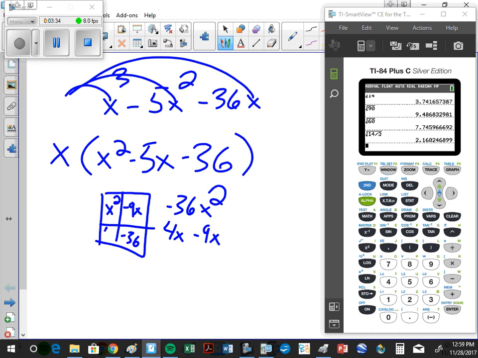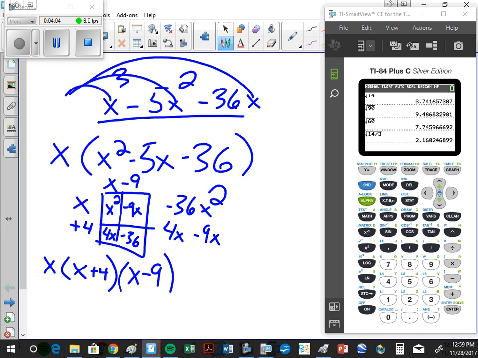Negative 9x and 4x. What can I pull out of the first row? x. And if I take an x out of the first row, I'm left with x minus 9. And if I take an x out of the first column, I'm left with x plus 4. My factors are x, x plus 4, and x minus 9. Well, you don't want to put it back in, right? If you stick it back in, you're going to get this. So the whole point was to break it apart so that we could identify all three answers.